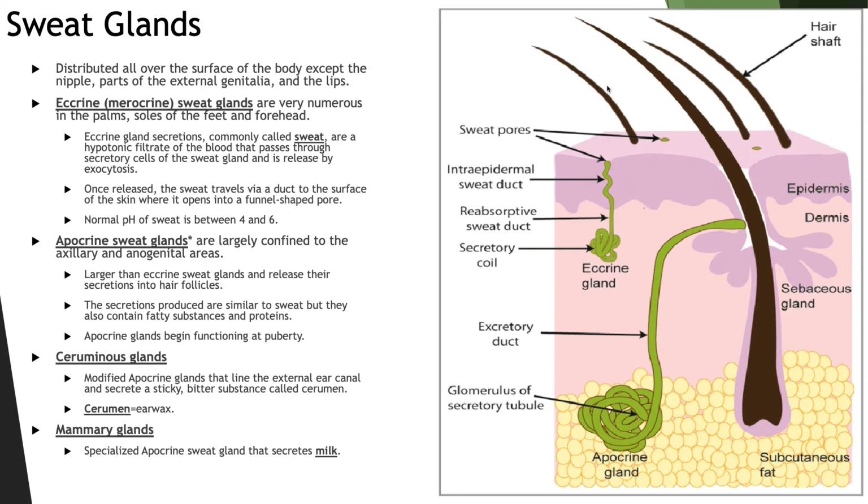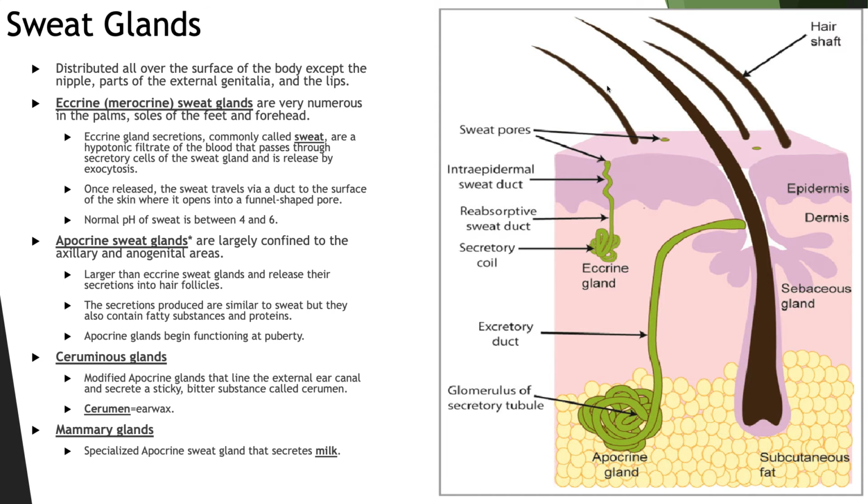In addition to sebaceous glands, you have sweat glands, which are distributed all over the body surfaces except for the nipple and parts of the external genitalia and the lips. You have several different types of sweat glands. You have your eccrine sweat glands, which are the merocrine type, and these are very numerous in the palms, soles of the feet, and the forehead. Your eccrine sweat glands produce what is commonly called sweat. Okay. And it is a hypertonic filtrate of the blood that passes through secretory cells of the sweat glands and is released by exocytosis. So that's what sweat is.